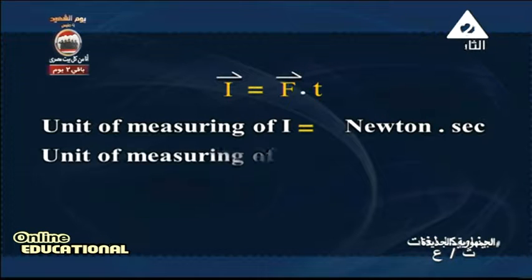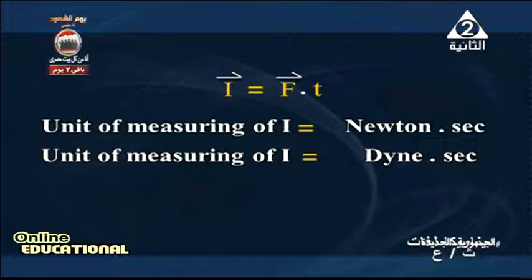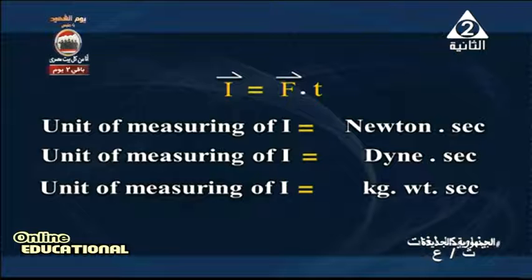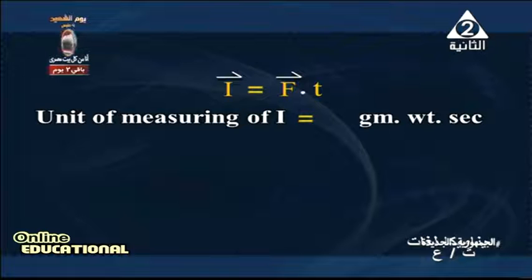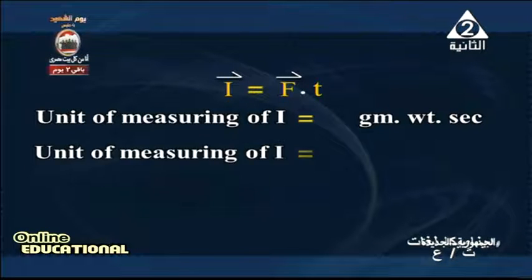When we use the force in dyne, then I equals dyne second. And if the force is in kilogram weight and the time in second, then I equals kilogram weight times second. And we know that the impulse I equals the change in momentum. Then gram weight times second equals gram centimeter per second, or kilogram weight times second equals kilogram times meter per second.